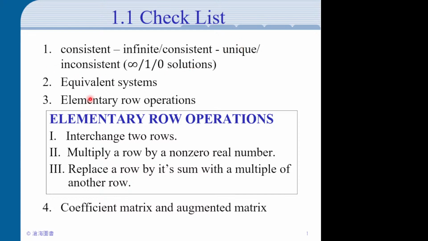One solution is a unique solution, or the system is inconsistent, which means there are no solutions. We also talk about equivalent systems, which have the same set of solutions and can be related by elementary row operations. Remember, there are 3 elementary row operations. First is exchanging 2 rows. Second is multiplying a row by a non-zero real number. The third is replacing a row by its sum with another row, so you add or subtract a row to another row. With these 3 row operations you get an equivalent system.